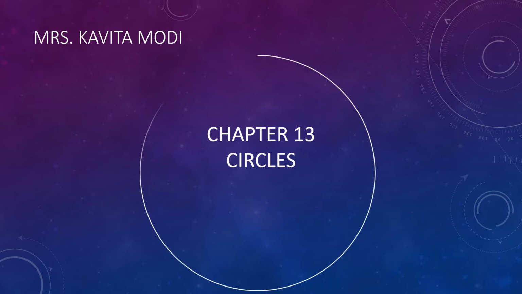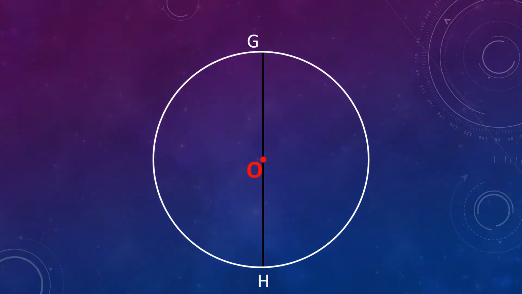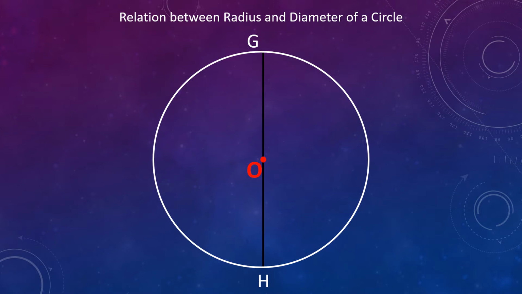In this chapter, our topics are relation between radius and diameter of a circle and some examples. Today our topic is relation between radius and diameter of a circle. Look at the given circle. Do you recall this black line whose endpoints are on the circle and is passing through the center?